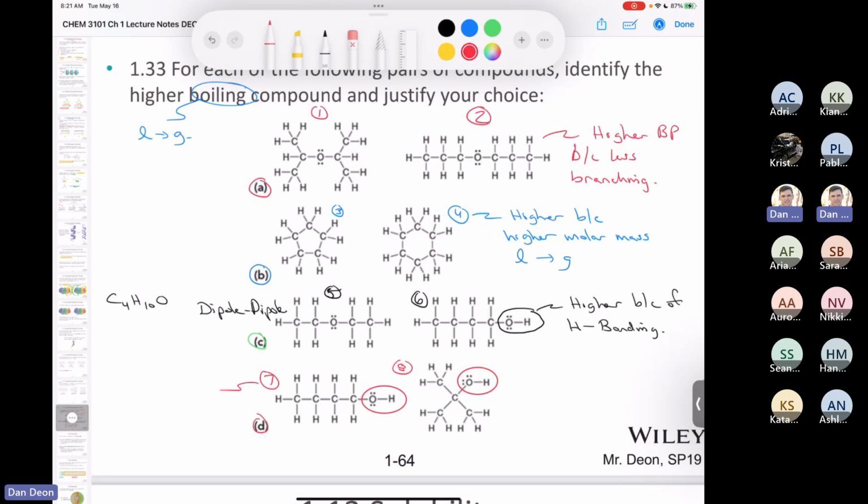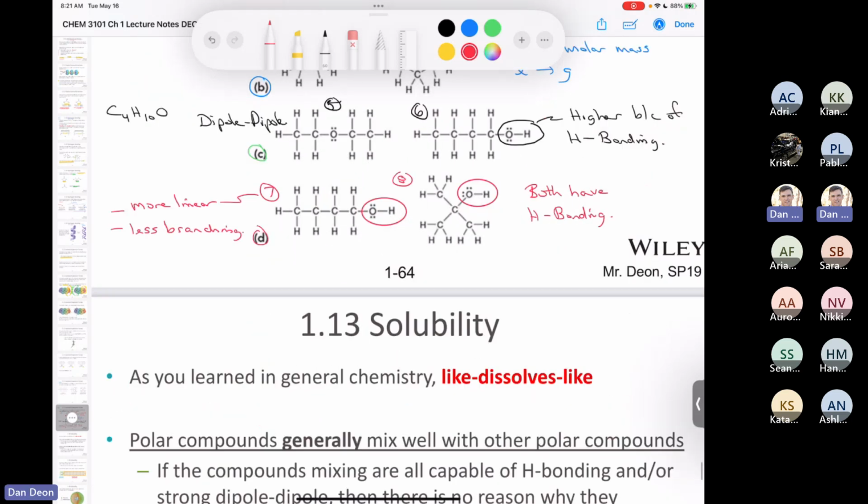They both have hydrogen bonding. But the first one is more linear. Exactly. Okay. We'll just put here more linearity, or more linear is fine. Or we'll put here less branching. Either way you slice it is good. All right. There you go. All righty. Let's move on.